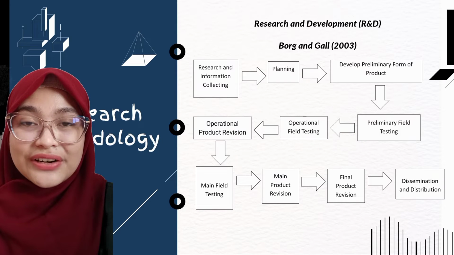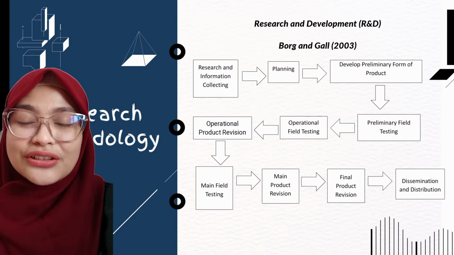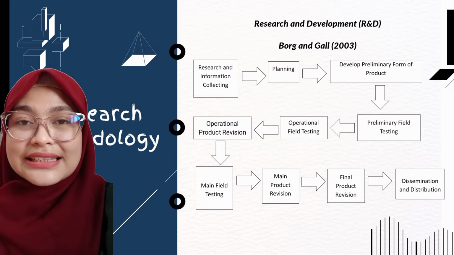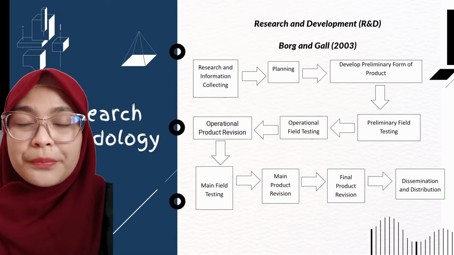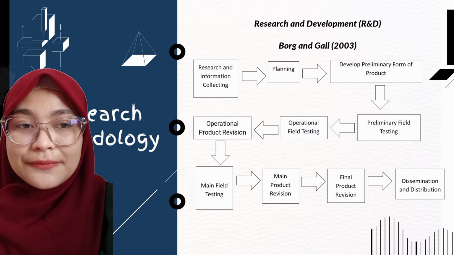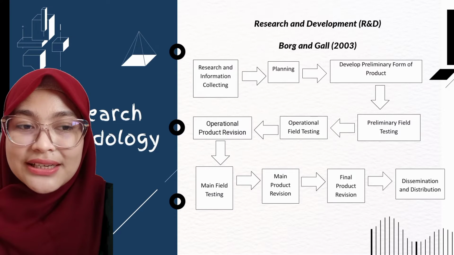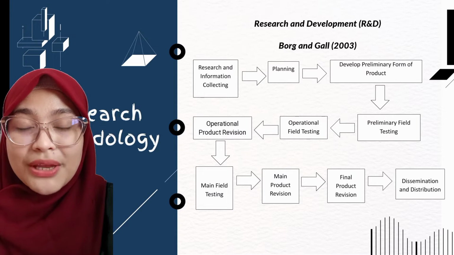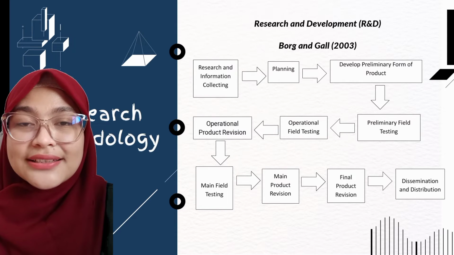Let's now take a look at the research methodology. This research uses research and development, according to Borg and Gall 2003, with 10 stages. The first, research and information collecting, planning, develop preliminary form of product, preliminary field testing, operational field testing, operational product revision, main field testing, main product revisions, final product revision, dissemination, and distribution.